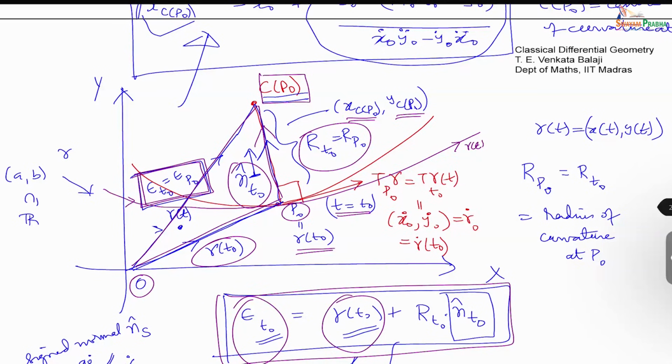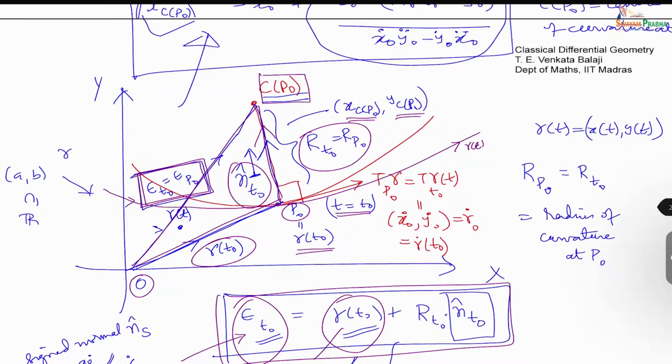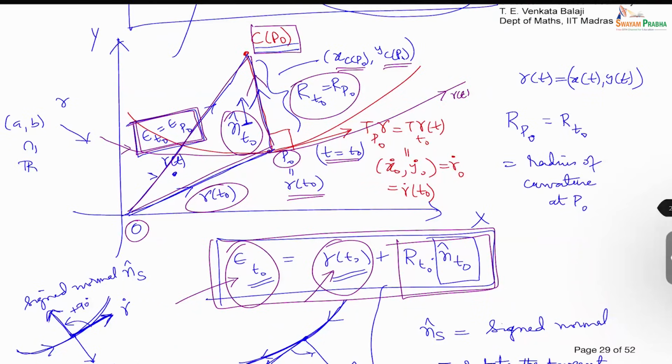Now you see there is this dual point of view, that any point on the plane you either think of as two coordinates or you think of as a position vector with respect to the origin. So in that sense, this epsilon vector, which is the position vector of the center of curvature, is the gamma vector, which is the position vector of the point on the curve, plus this vector in the normal direction, the signed normal direction, and the length is of course the radius of curvature. Okay, and this doesn't need anything. It is just, if you believe that there exists a circle of curvature, then you can write this down.